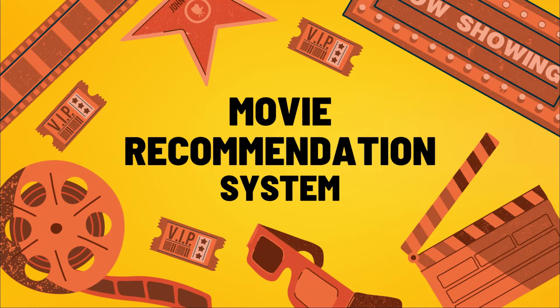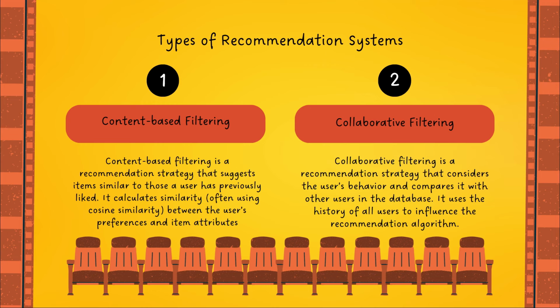Before jumping into the code, you need to know what a recommending system is and what its types are. There are two types of recommending system available in the market. The first one is called content-based filtering and the second one is called collaborative filtering.